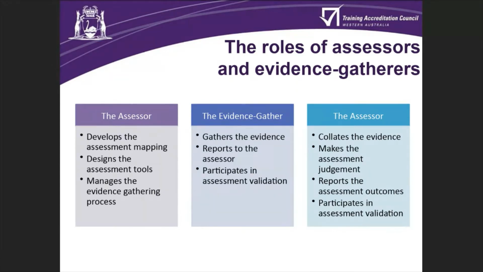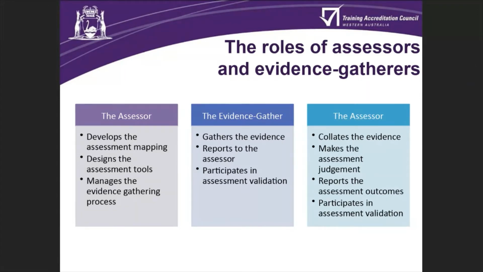So you can see these three different roles. The bookends, if you like, the development and the decision making, must be done by someone who has all the qualities of an assessor. The person sitting in the middle does not need to utilize all of those qualities. They are the evidence gatherer. And we're going to be looking at evidence gathering next time we meet.